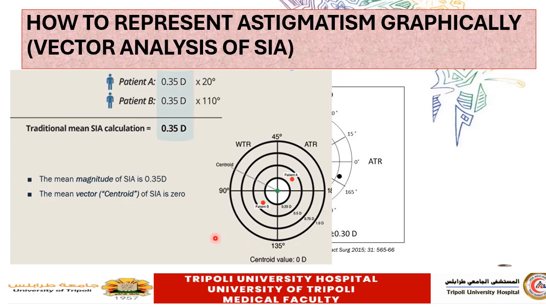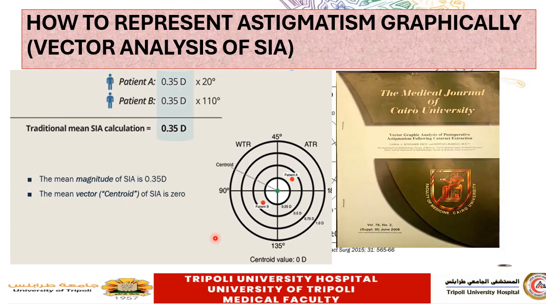it gives a better description of the value as well as the magnitude. So it gives the mean of the vector, not just the mean of the magnitude itself. For more detailed information about this subject, you can refer to my published paper on the vector graphic analysis of postoperative astigmatism after cataract surgery that I published in 2008 in the Medical Journal of Cairo University. There is a detailed description of this method, and also there is special software that calculates for you the vector representation of your astigmatism.